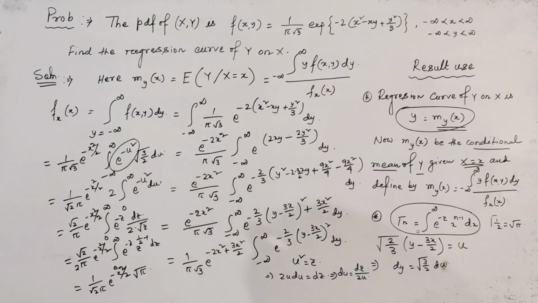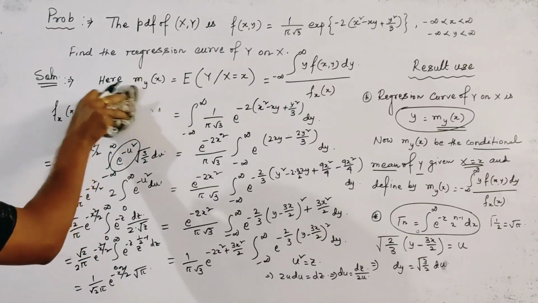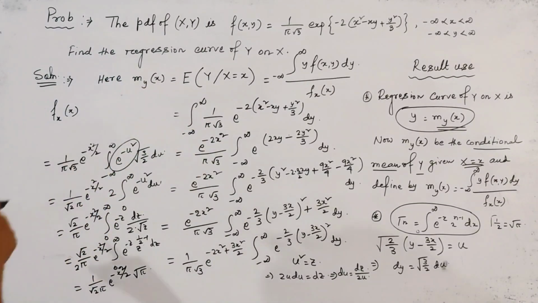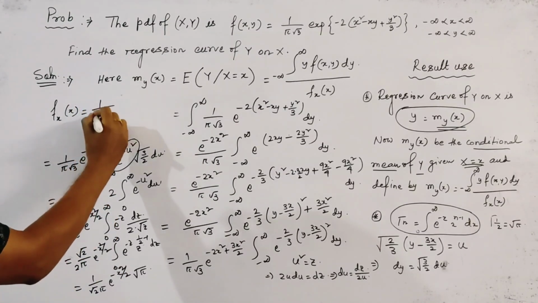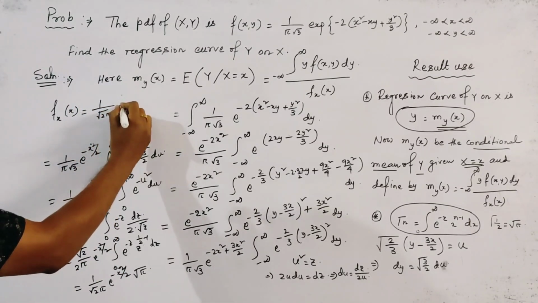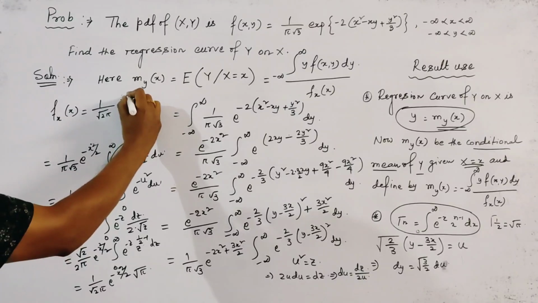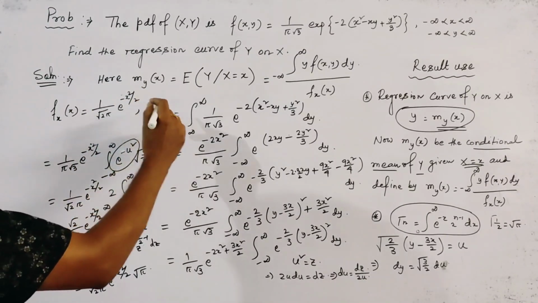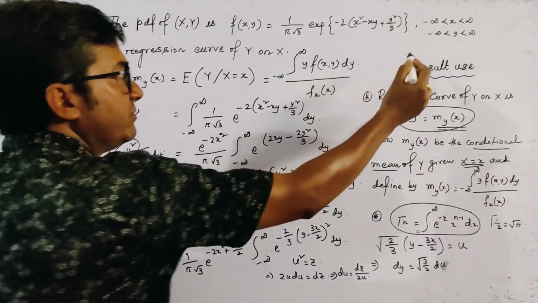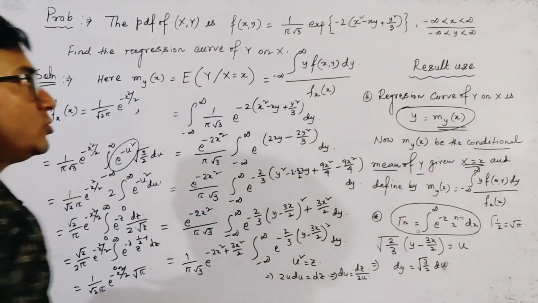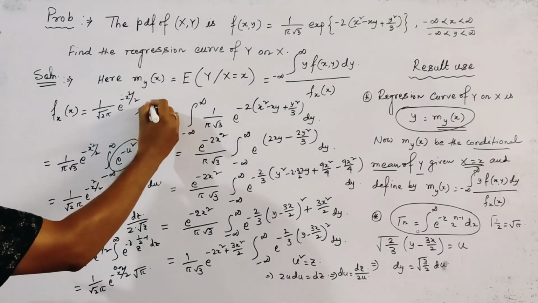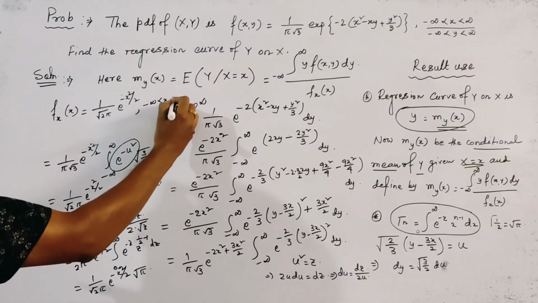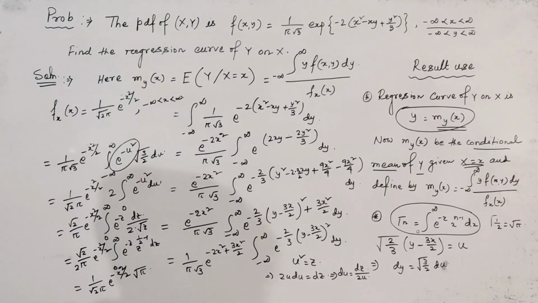Here we write the marginal PDF, or the value of the marginal PDF, which is given by f_X(x), which is given by 1 by root 2 pi into e to the power minus x square by 2, and the range of x becomes the same as given here. This is minus infinity to infinity, so we write minus infinity less than x less than infinity. Okay, this is the marginal PDF.